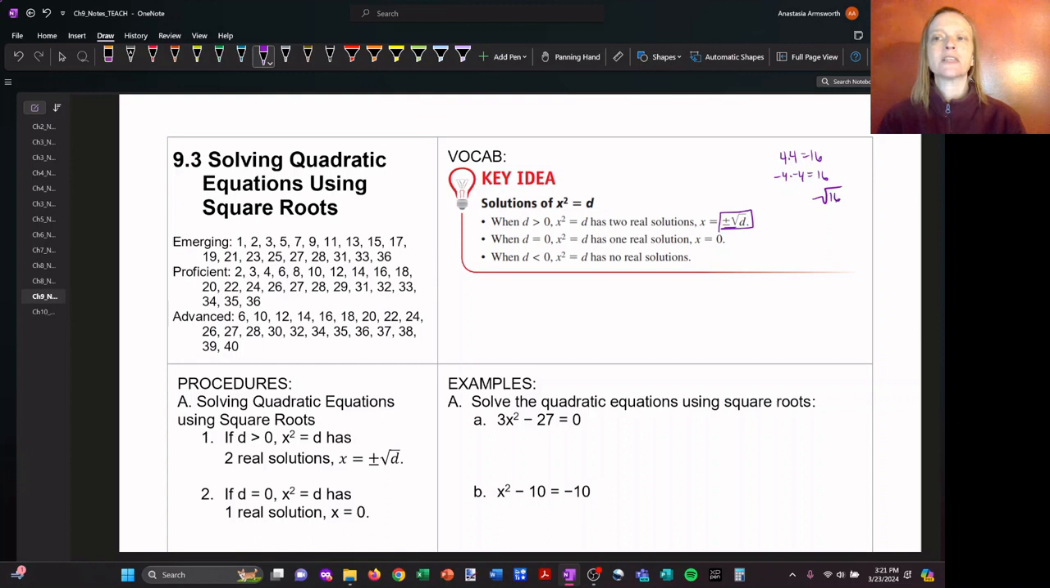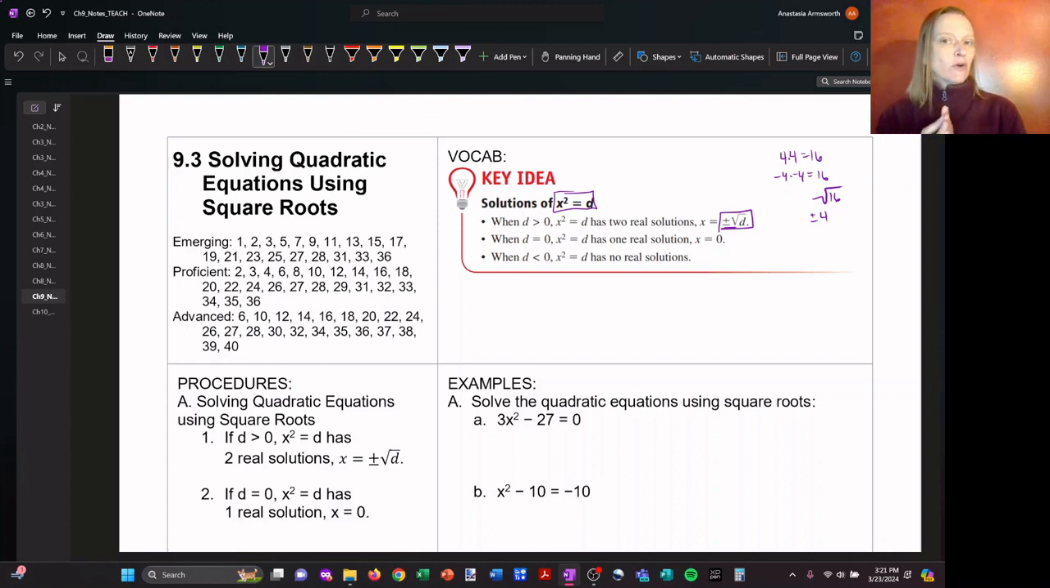So if you take the square root of 16, the answer isn't just 4. It could be positive 4 or it could be negative 4. And this is an important thing to remember. So we're actually kind of devoting a whole separate section to it. We're going to learn how to solve quadratic equations that are written in the form x squared equals d. So this is written as a perfect square.